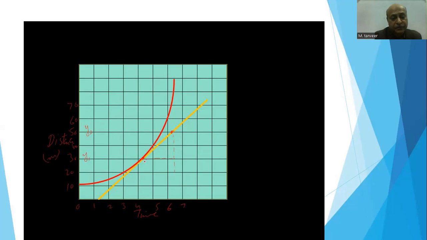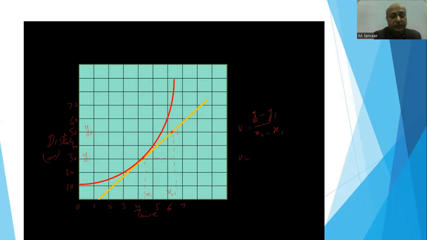And this is your x1. And this is your x2. So the formula for finding the gradient is y2 minus y1 over x2 minus x1. This will give the speed of the body.